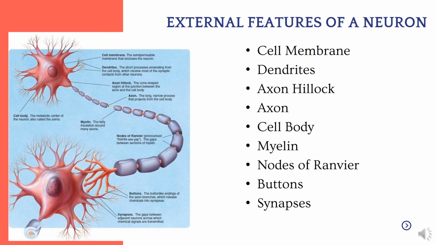Myelin, fatty insulation around many axons. Nodes of Ranvier, gaps between sections of myelin. Boutons, button-like endings of axon branches, release chemicals into synapses. Synapses, gaps between adjacent neurons across which chemical signals are transmitted.